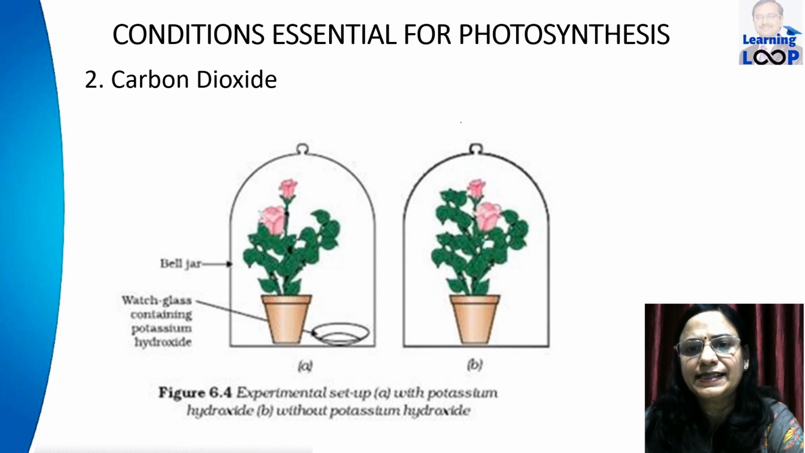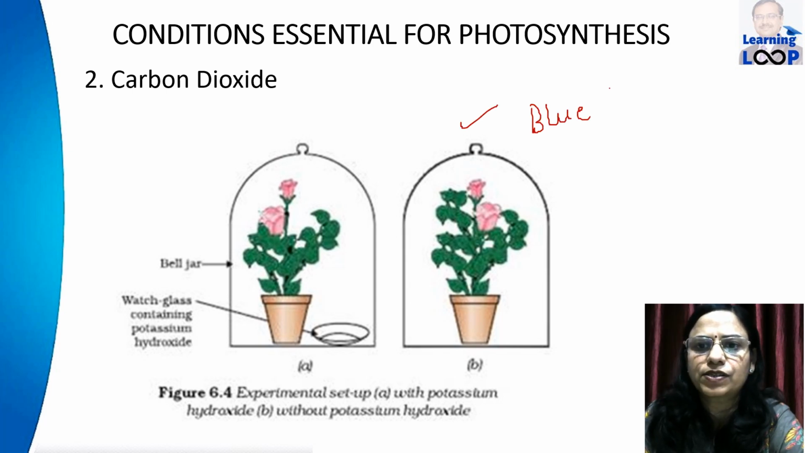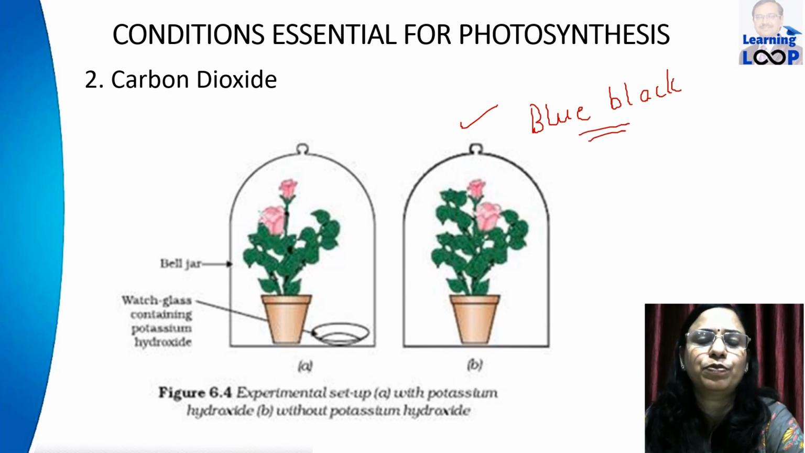Yes, in setup B, you will get a blue-black color on the leaf because all the 4 conditions were being fulfilled and the leaf was able to perform photosynthesis. So obviously yes, starch was synthesized there. But in jar A, you will not get the blue-black color. Instead, the leaf will just remain brown because there was no starch that was present in the leaf, due to which we can conclude that without carbon dioxide, photosynthesis cannot take place.